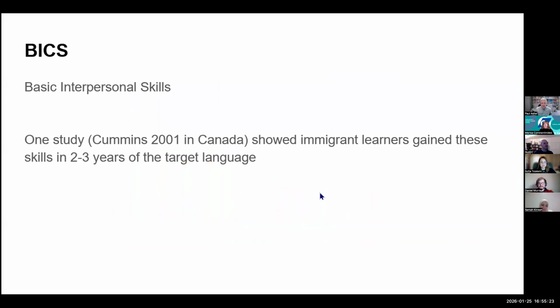So, yeah, basic interpersonal skills. I think in one kind of research by Cummins, 2001, it was in Canada, showed how immigrant learners, just over 2-3 years, gained these very quickly in the target language, and were able to interact much more naturally in the target language because of that as well. So I think Sam had touched upon, and I think Austin also mentioned culture and how students need to be comfortable in communicating in that language.